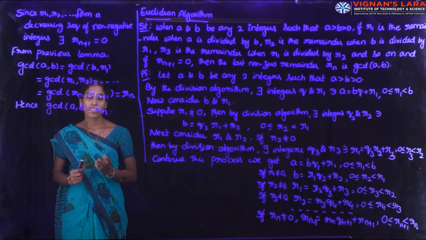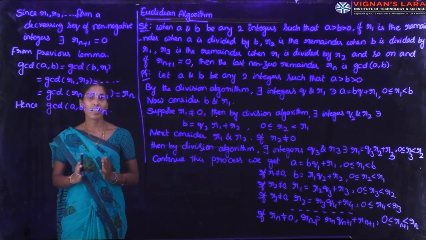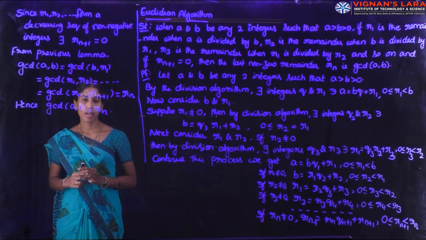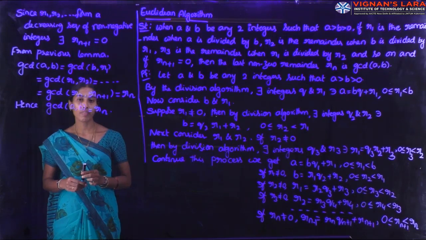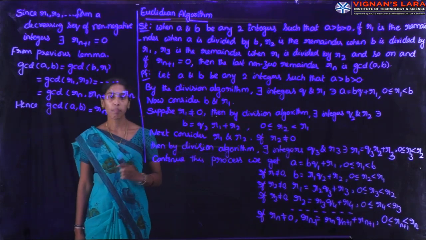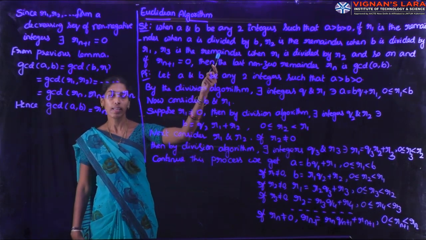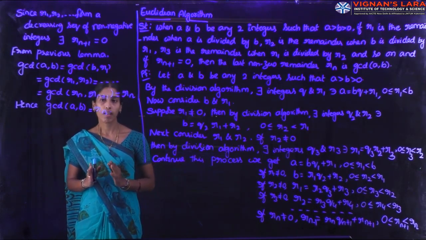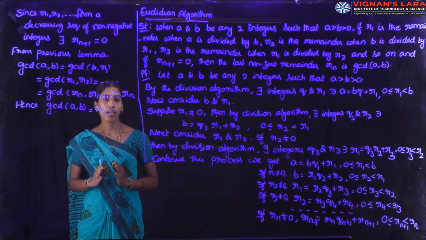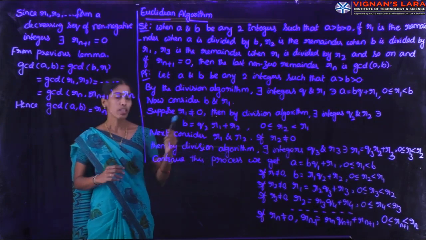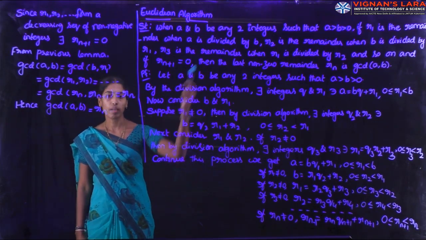Already we discussed the lemma: whenever we express A is equal to BQ plus R, then GCD of A comma B is equal to GCD of B comma R. It is a very important lemma. Continuing from that lemma, we discuss the Euclidean algorithm. See the statement: let A and B be any two integers such that A greater than B greater than 0. We need to remember that A is greater than B and both values are non-negative integers.